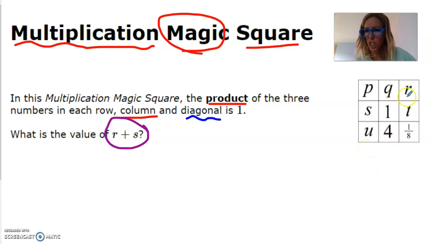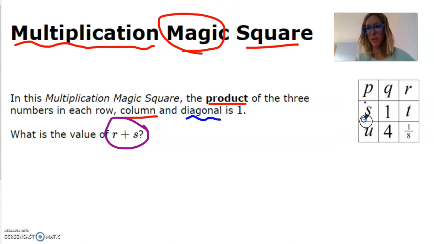Okay, so I look up here. I need to know what R and S are. If I go to S, and I go to this column, P times S times U, well, that doesn't help me because I don't know what that number is, and I don't know what U is. So that column's not going to help me. If I go to this row, I have S times 1 times T. Well, now it gives me a number, but I don't know what T is. So it's going to be hard for me to find what S is. And S does not exist in one of the diagonals. So I'm not going to start with S.